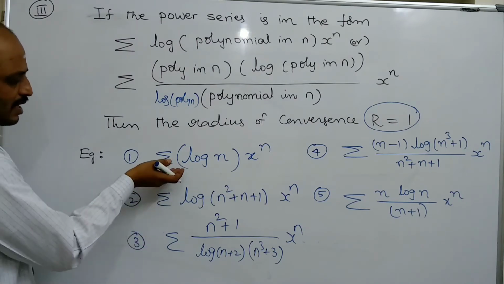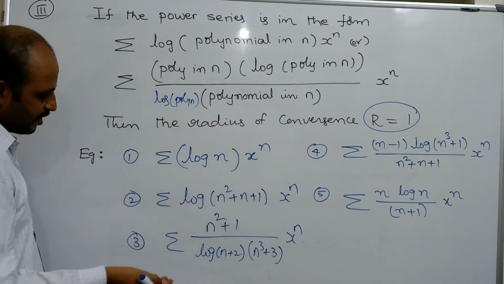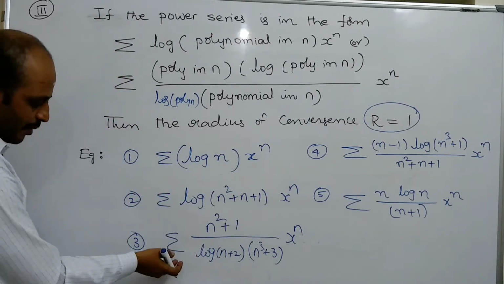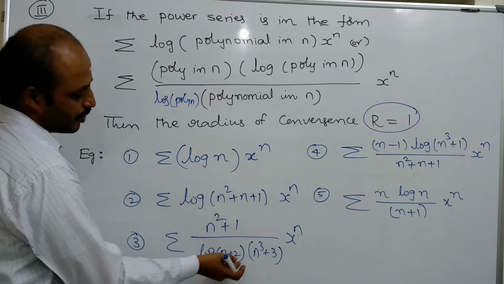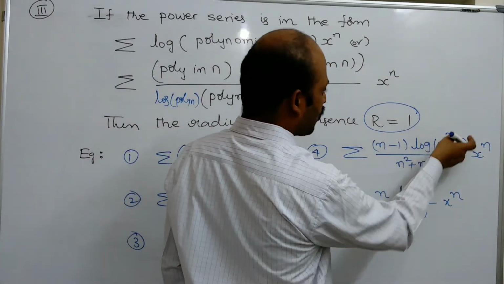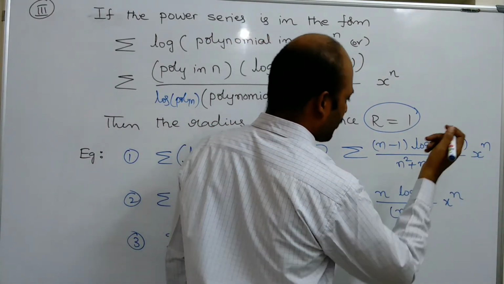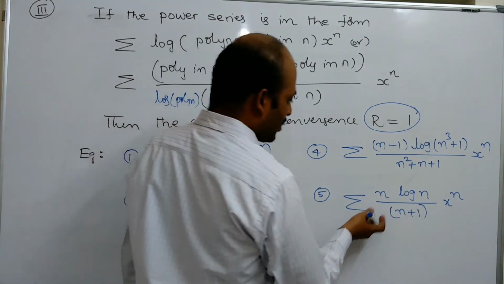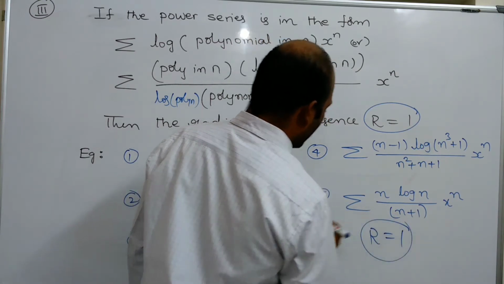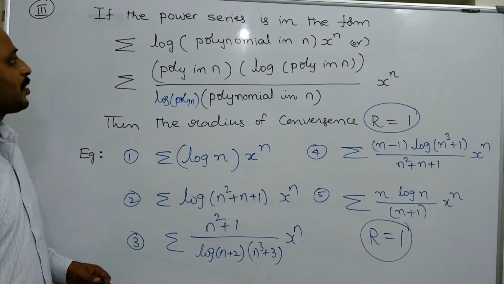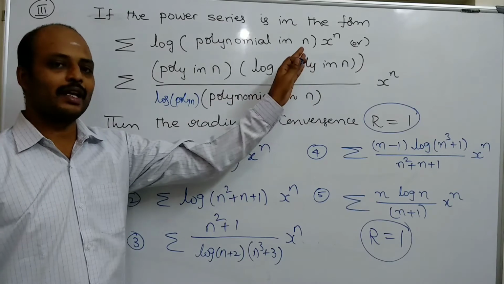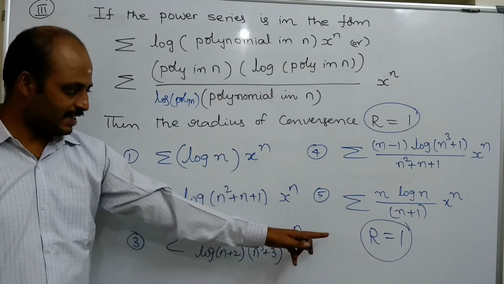Observe the following examples. Summation log n x power n, radius is 1. Summation log of n square plus n plus 1 into x power n, the radius is 1. Summation n square plus 1 divided by log of n plus 2 into n cube plus 3 into x power n, radius is 1. Summation n minus 1 into log of n cube plus 1 divided by n square plus n plus 1 into x power n, the radius of convergence is 1. Summation n log n divided by n plus 1 into x power n, clearly for all these power series, the radius of convergence is equal to 1. Observe that. If the power series is in the following form, polynomial in n into log of polynomial in n into x power n, then radius is equal to 1.